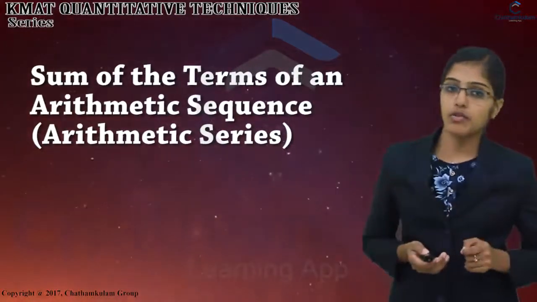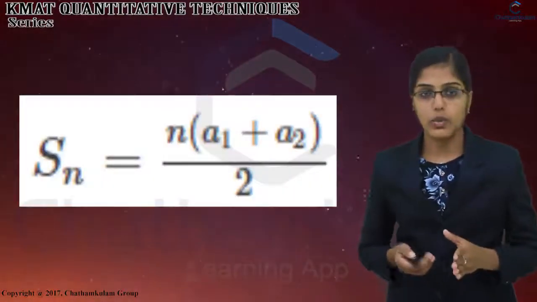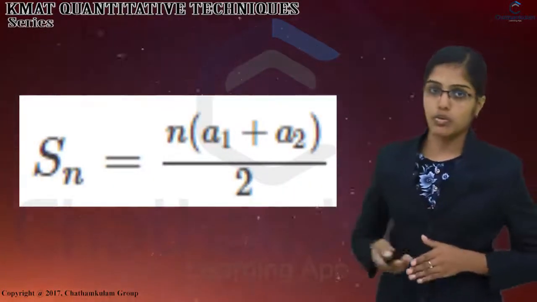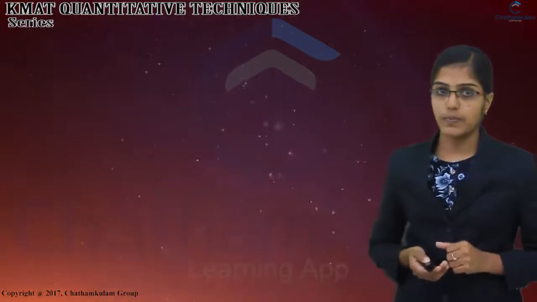To find the sum of the first n terms of an arithmetic sequence, Sn is equal to n into a1 plus an divided by 2. Here n is the number of terms, a1 is the first term and an is the last term.